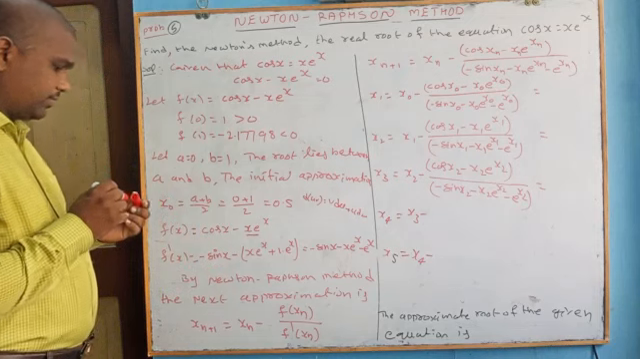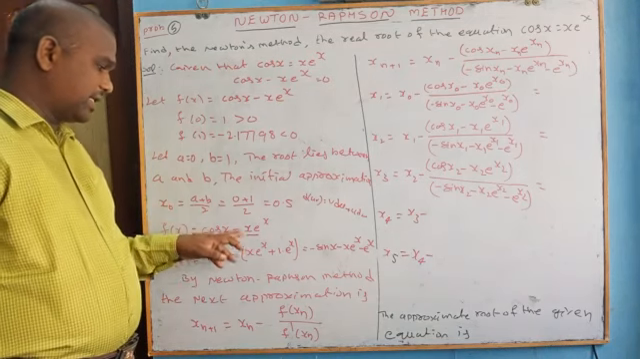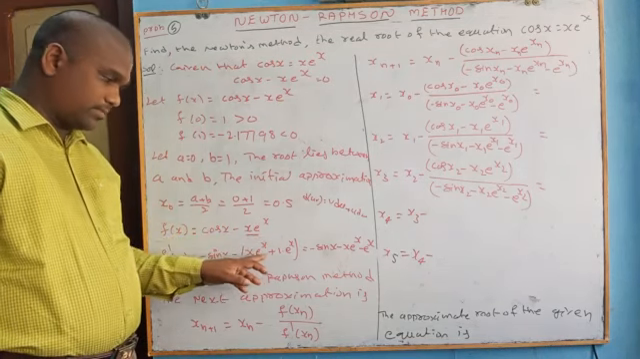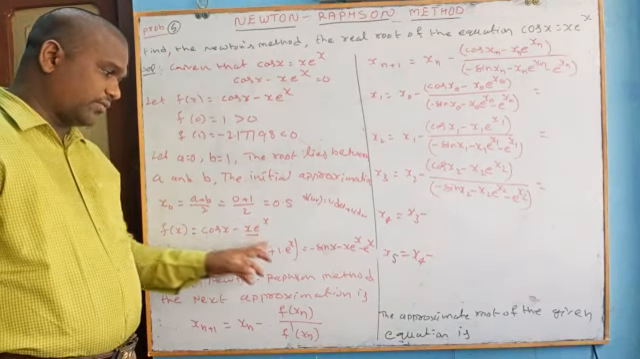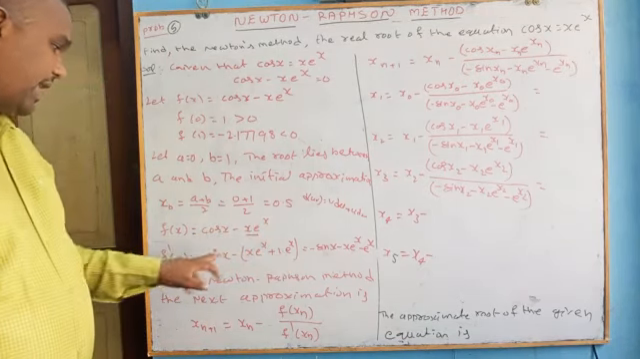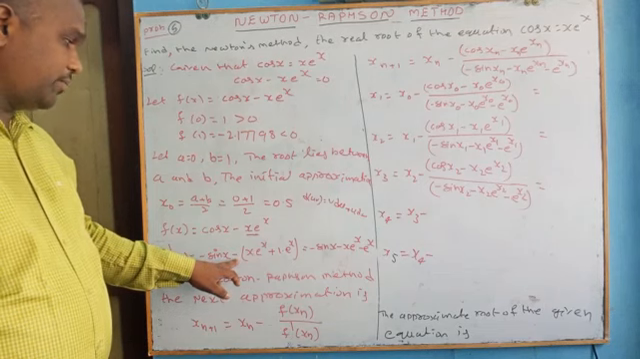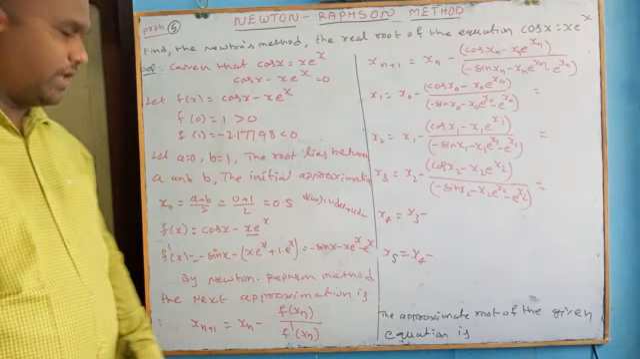And this implies x into e power x differentiation, e power x, plus e power x into x differentiation, 1. Finally, it can be written as minus sin x minus x e power x minus e power x. That is f dash of x.